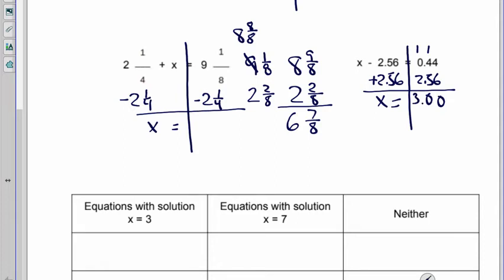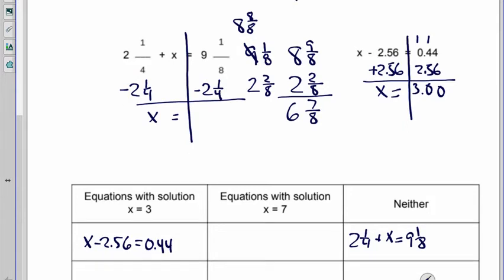So for a solution of 3, we had x minus 2 56/100 equals 44/100. For neither, we have this 2 1/4 plus x equals 9 1/8. For 7, we have 8x equals 56. And then the last two I put in their appropriate boxes. So that's just finishing it up.